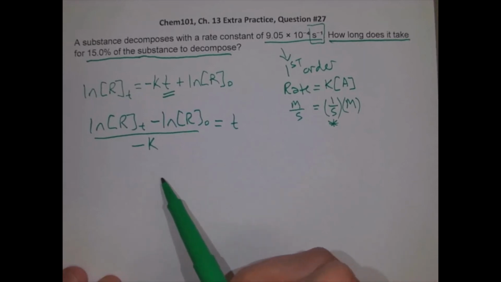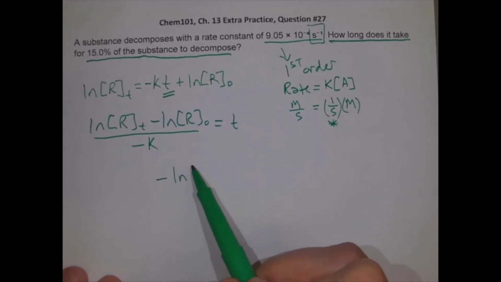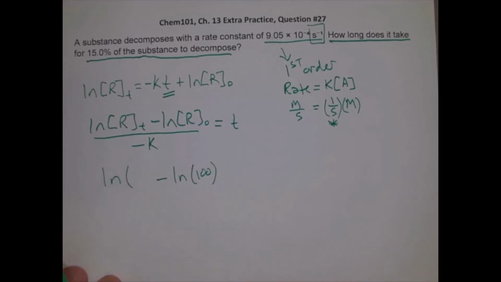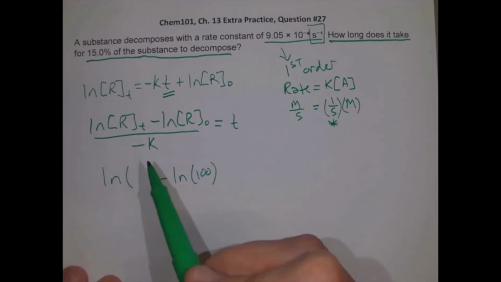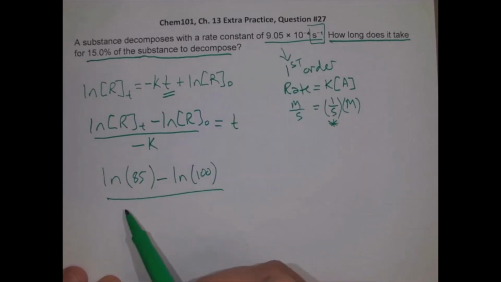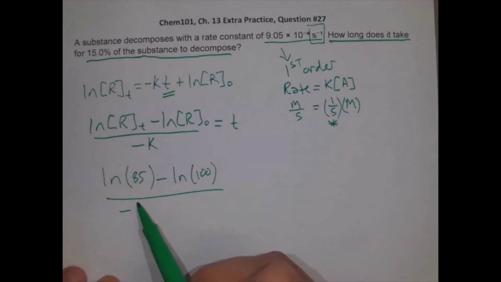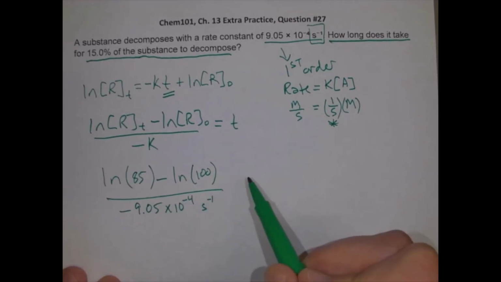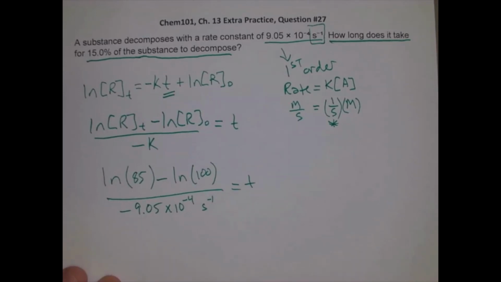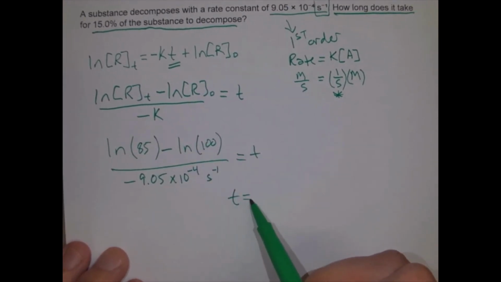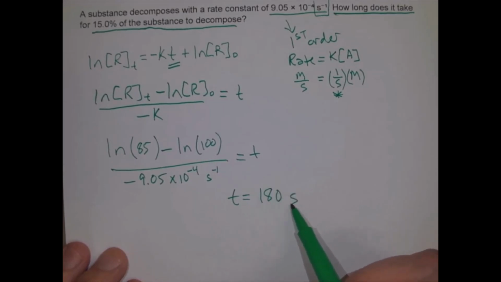So our initial could be 100. So our initial concentration is just going to be 100. Okay, and then the concentration at some later point in time is just 15 less than 100. So that's 85. Okay, and then we're going to divide by the negative of the rate constant, which we're given, 9.05 times 10 to the minus 4th inverse seconds, and that equals some amount of time. Okay, now, spoiler alert, I'll just go straight to the end: you plug all that into your calculator, and you get that the time is 180 seconds.